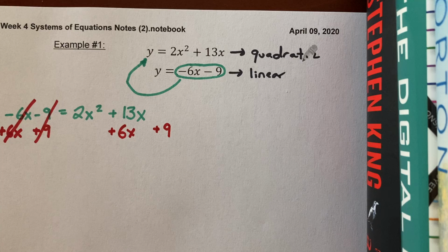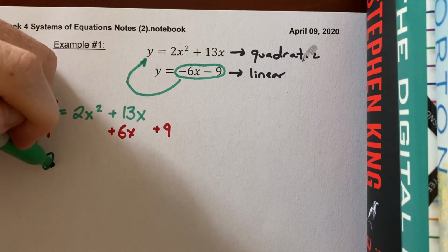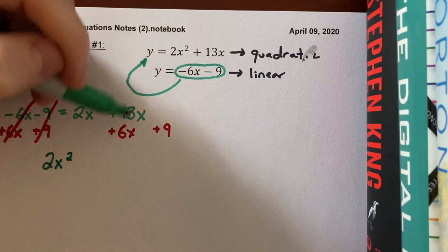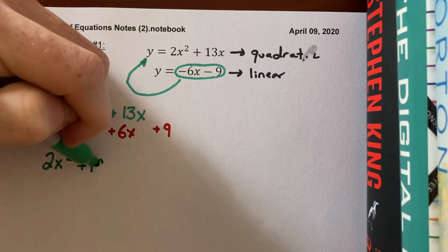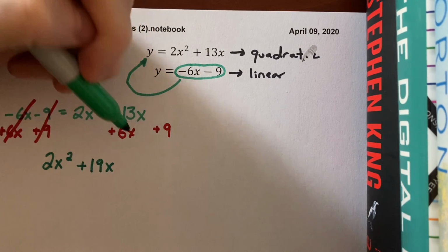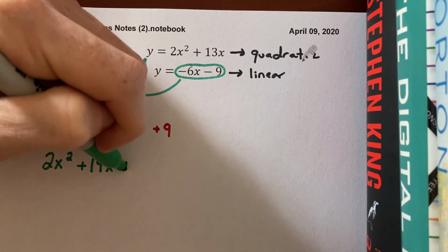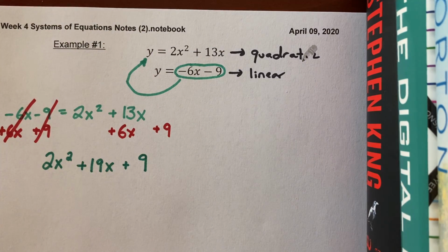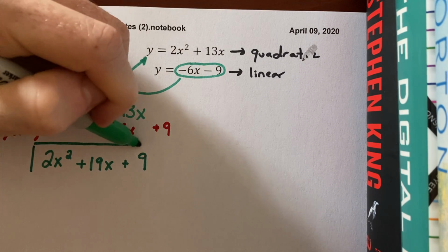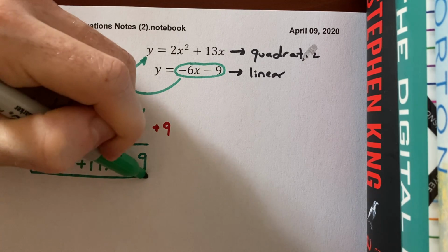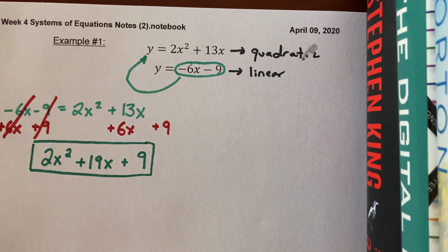Once I do that, I'm left with 2x squared. 13 plus 6 is 19, so I have 19x. And then 0 plus 9 is 9. Okay, so now this is the quadratic that I'm dealing with. So my whole goal now is I want to solve for x.